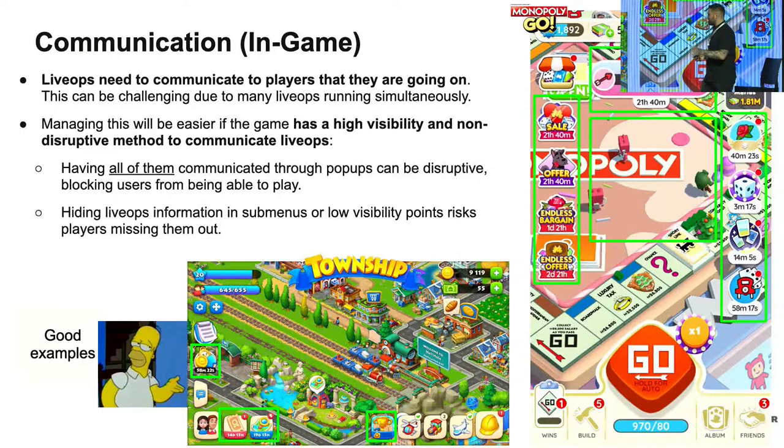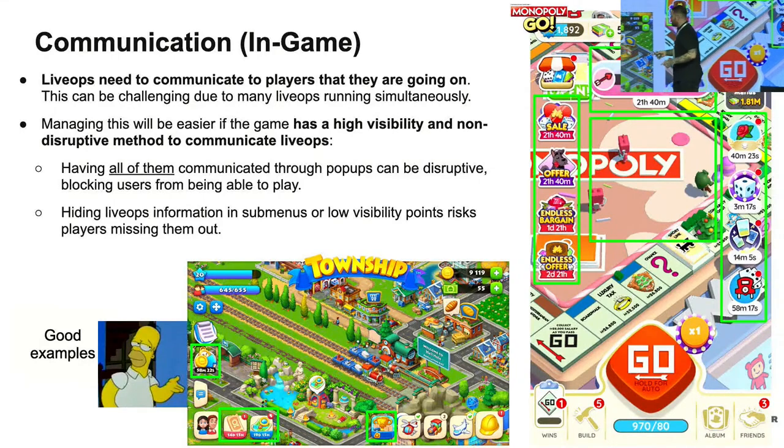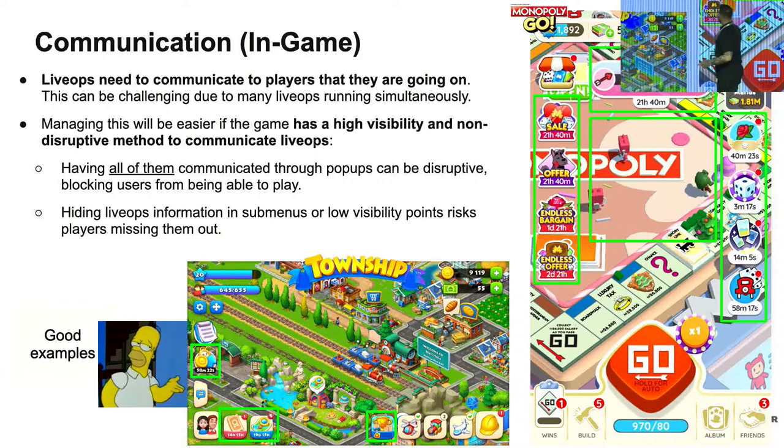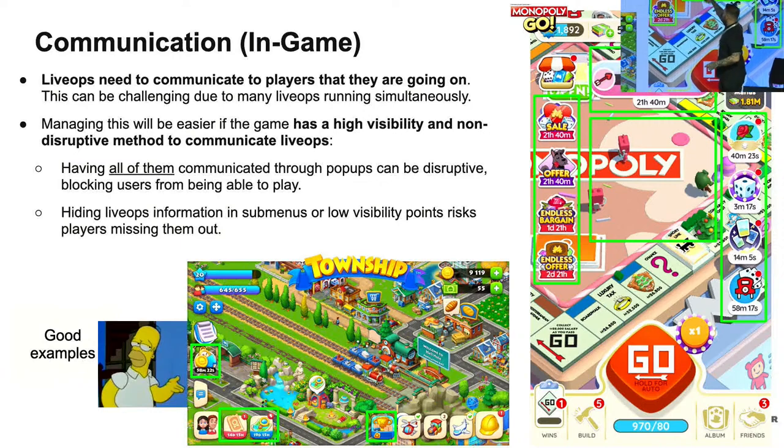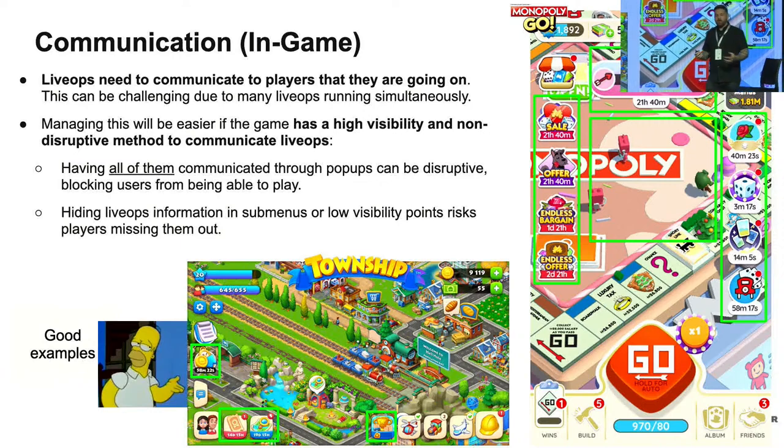Some good examples that I like particularly, Royal Match is not here, but it's probably the best example, is, for example, in Township or Monopoly Go, the live op information is structured around the main menu. So sometimes they do have pop-ups, usually when the feature activates or when it gives rewards, but on a regular basis they just appear, they just remind you that they are active without disrupting your regular game experience.